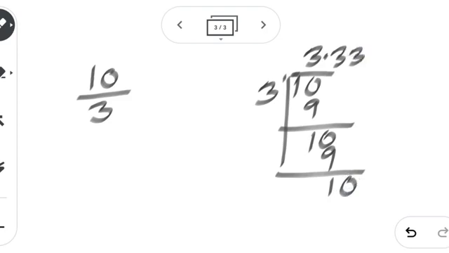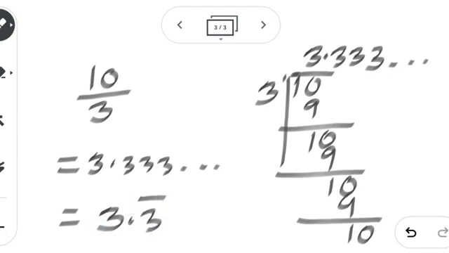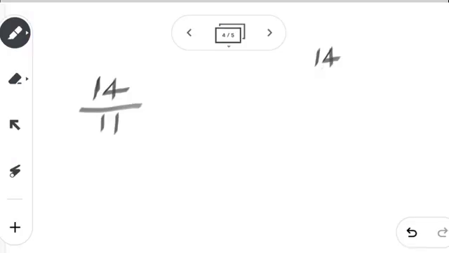How many 3s are there in 10? 3, 3 into 3, 9 again. Remainder 1. This process will continue. So what is the quotient? Quotient is 3.3333 etc. This process will not stop, it will continue like this. So the quotient 10 by 3 equal to 3.333 etc. This we can write 3.3 bar. Here the digit 3 repeats, so we can write 3.3 bar. 3 bar means the digit 3 repeats.